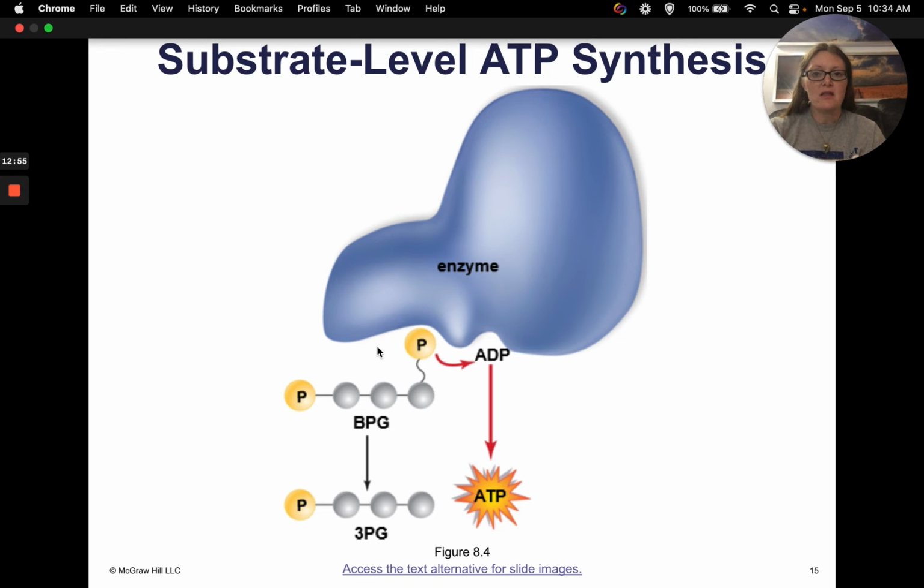This is showing the substrate level ATP synthase, and remember, with anything that has an enzyme, we can only have certain reactions going in because only certain things will fit, and it's just showing how ATP is created from that process.